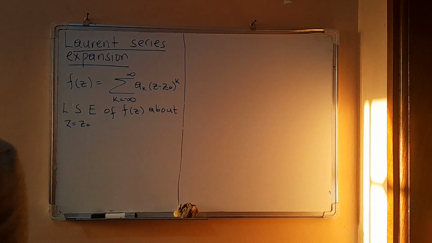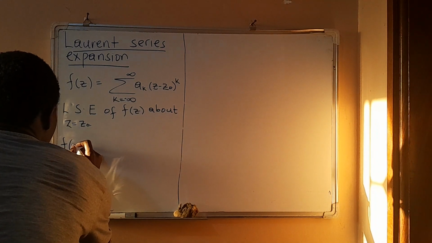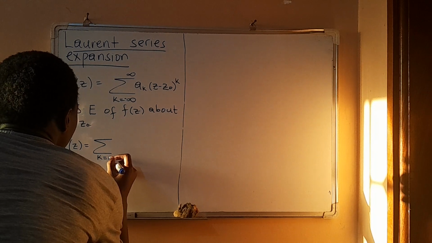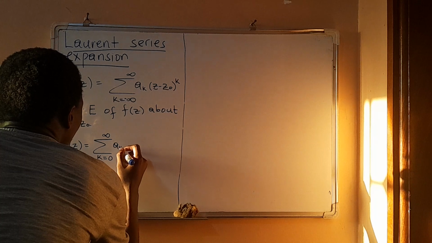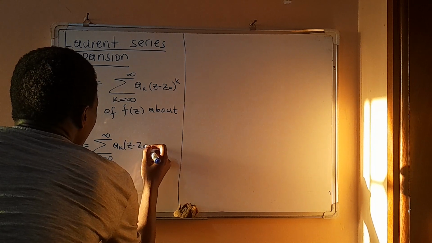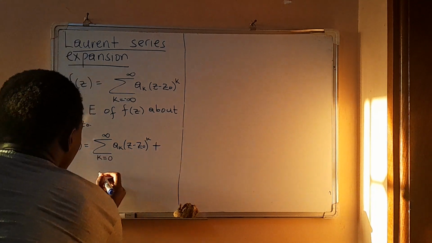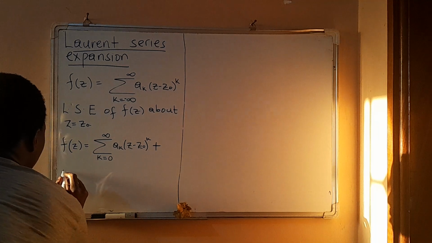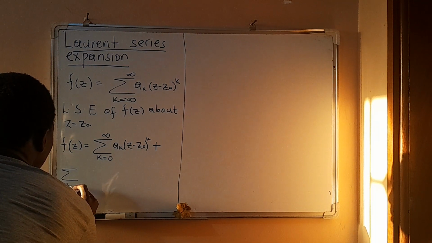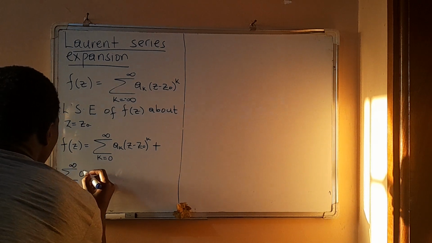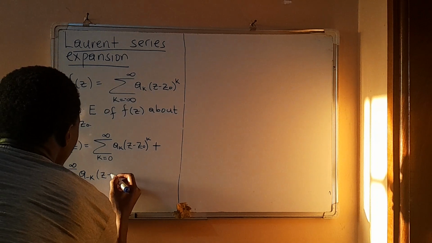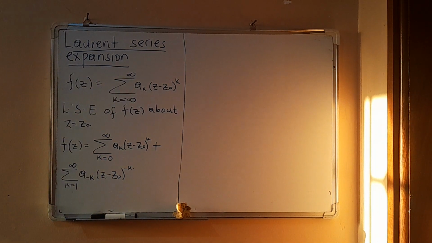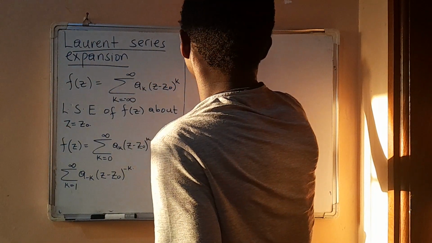We can break it down and rewrite it as f of z equals summation from k equals 0 up to infinity of a_k (z minus z naught) power k, plus summation from k equals 1 up to infinity of a_negative k (z minus z naught) power negative k. I can rewrite this expansion like that.